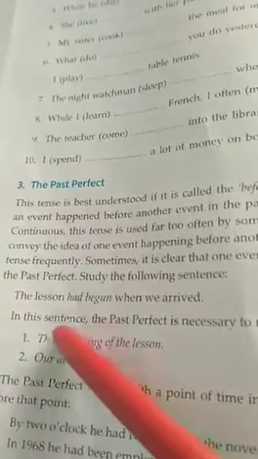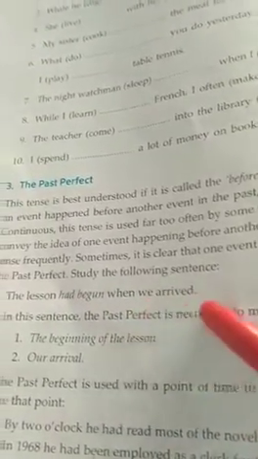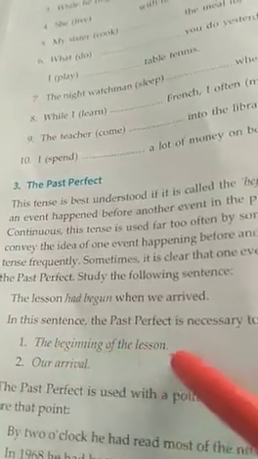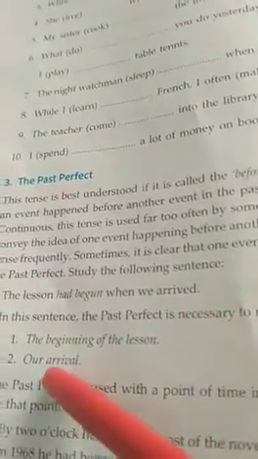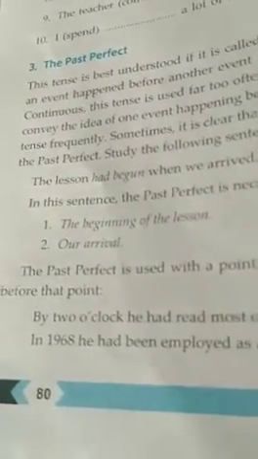Here they have given you one example. The lesson had begun when we arrived. So the beginning of the lesson, it already began, then our arrival. Two things are happening. Another example also they have given, you can just read by yourself.